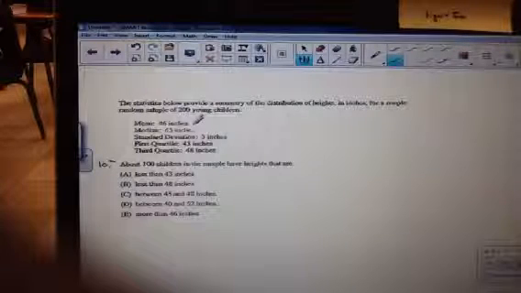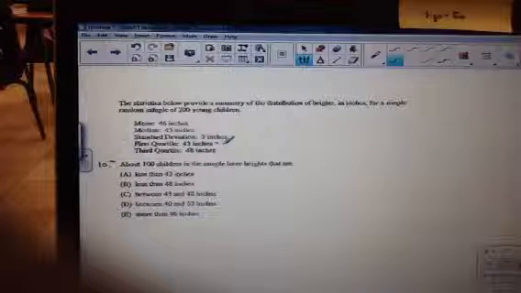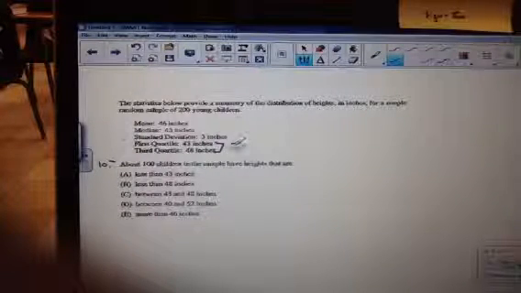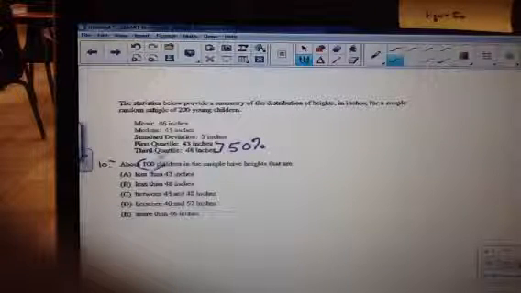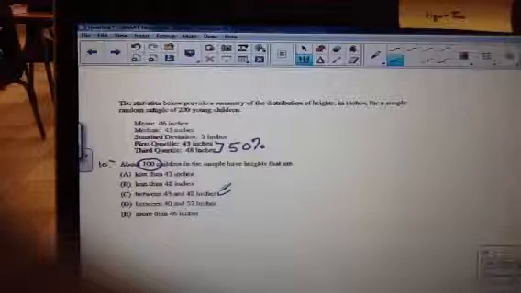We have 200 children. We expect 50% of those 200 children to be between the first and third quartile. 50% of 200 is 100. So the answer is C.